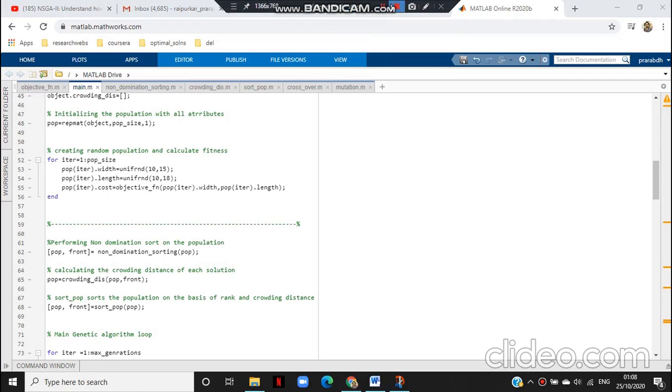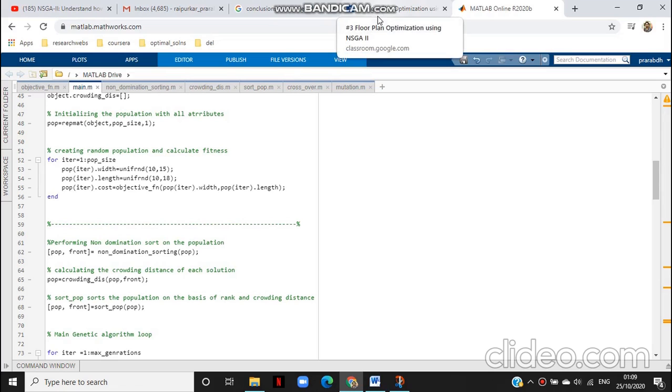So after this, we do non-domination sorting. The basic idea is, if we are given two or more solutions, say two, i and j, then solution i is preferred over solution j if the ranks are different, then the lower rank is preferred, and if the rank is the same, then we will see the crowding distance. The solution with more crowding distance will be preferred.